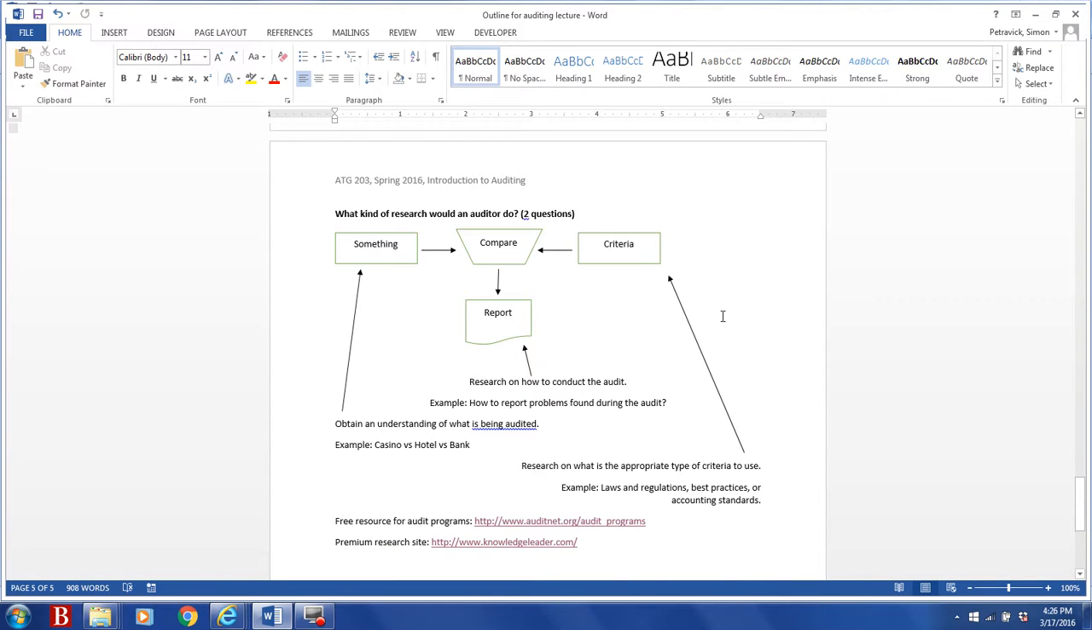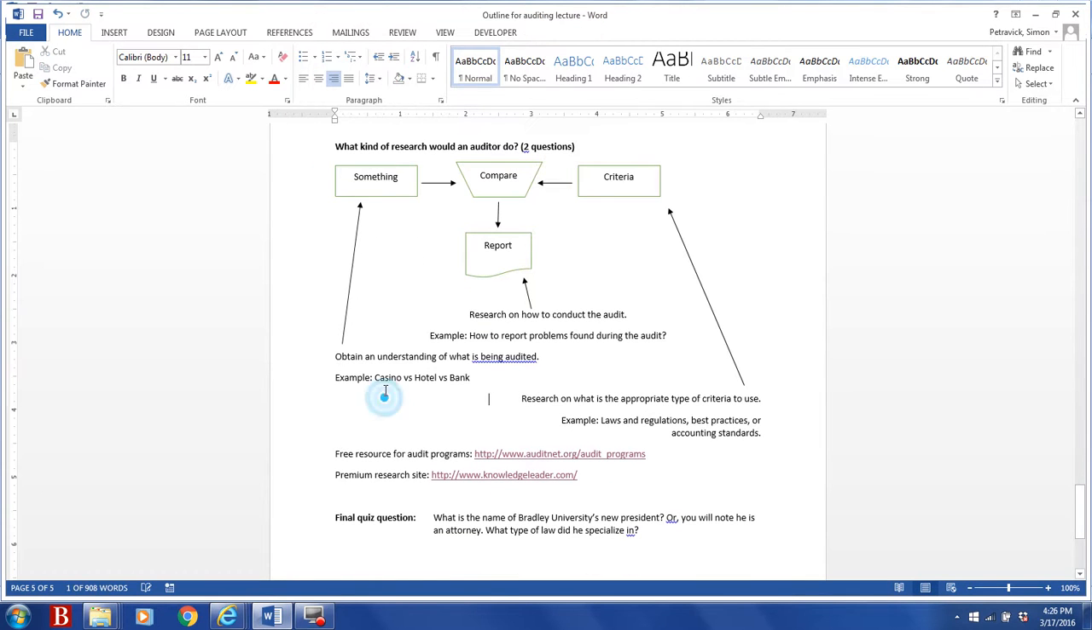this area here talks about what kind of research an auditor would need to do. Some of the research could focus on the thing being audited. For example, I'm listing here 3 different industries: a casino, a hotel, or a bank. All of those operate in very different ways. A casino makes money by gaming. A bank makes money by either lending or investing. And a hotel makes its money in a variety of ways: by renting rooms, by banquet rooms, by selling food and beverages. If you're going to audit a casino or a hotel or a bank, but you don't have a good idea about how those operate or how specific transactions within those organizations operate, you'd have to do some research.